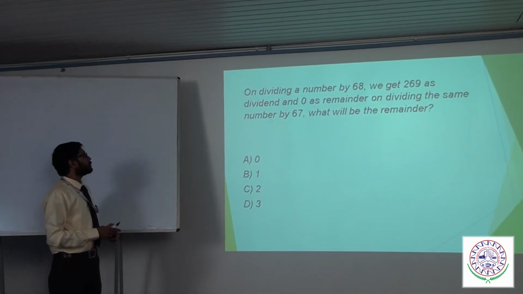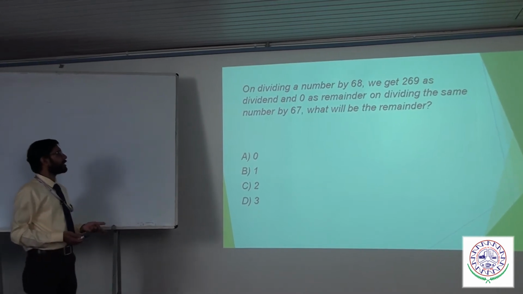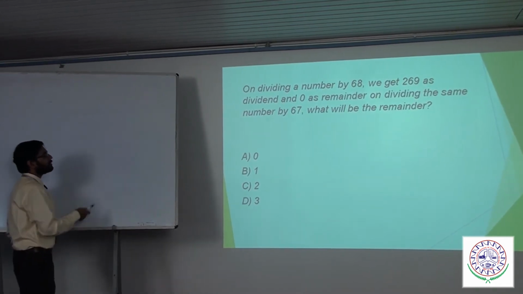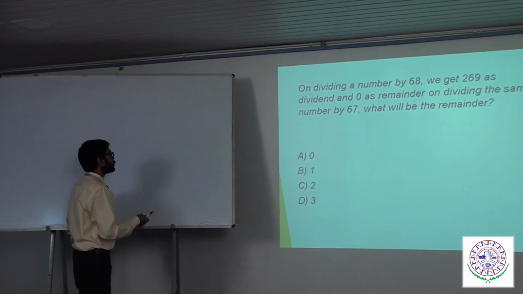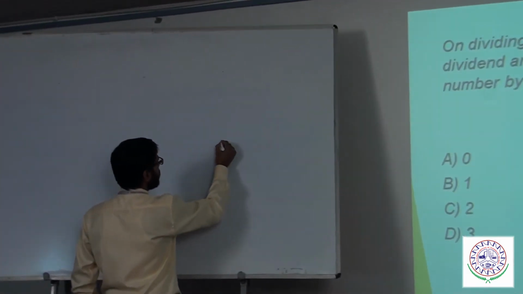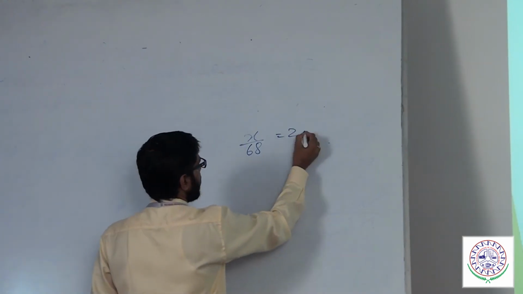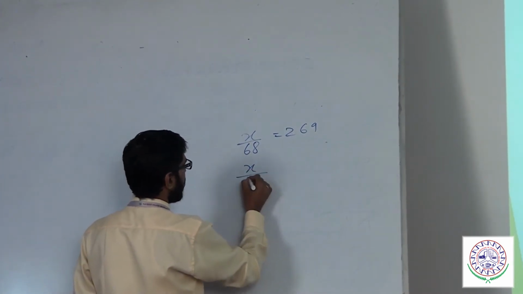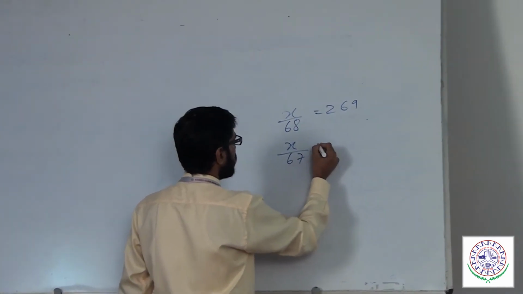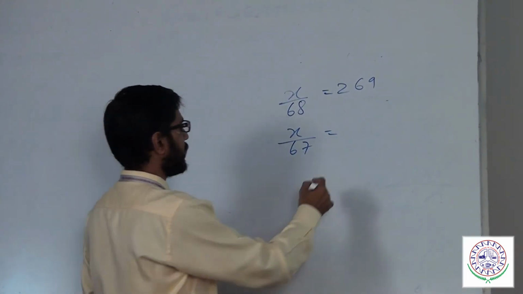Next question. This is a simplification question. On dividing a number by 68, we get 269 as quotient and 0 as remainder. On dividing the same number by 67, what will be the remainder? If you take this number as x, x divided by 68 gives 269. Similarly, if I divide the same number by 67, I will get the answer, which I need to calculate.